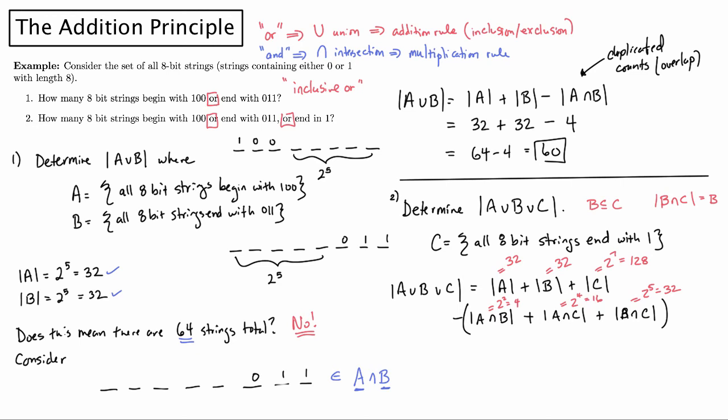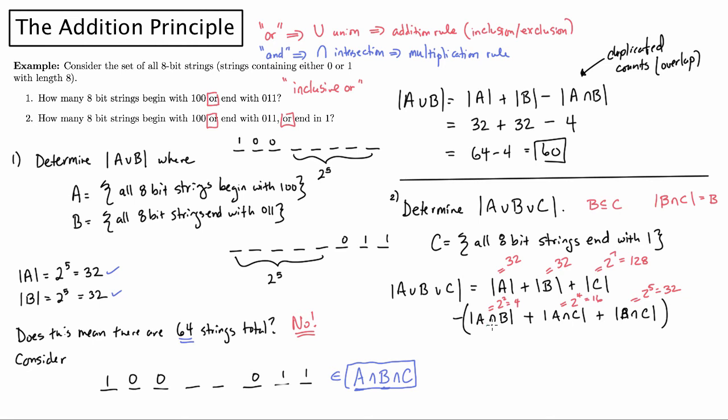Finally, there's one more thing to consider here. Have we taken out too much? I added in A, B, and C, and then I took away any overlaps. But what if I had an element that belonged to all 3? So let's think about the set A intersect B intersect C. That string would have 0, 1, 1 and 1, 0, 0. Now let's talk about that string for a second. It got counted in A, it got counted in B, and it got counted in C. So it's been counted 3 times.